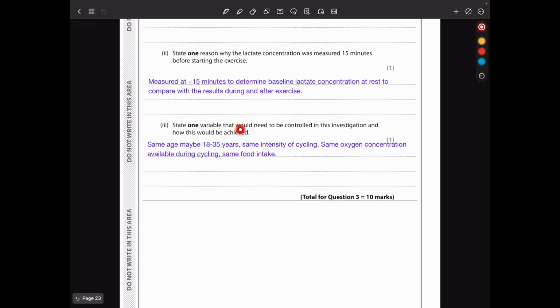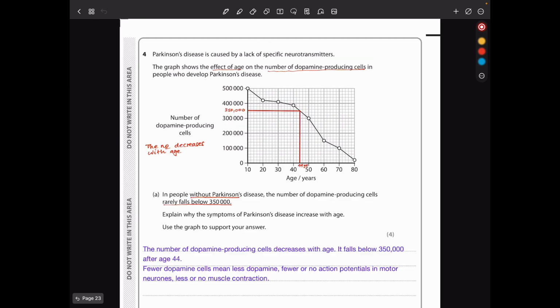Then state one variable that would need to be controlled in the investigation and how this would be achieved. So we could use people of the same age. The cycling has to be the same intensity. The area where they are should have the same oxygen availability or oxygen concentration. They could also have the same food intake.